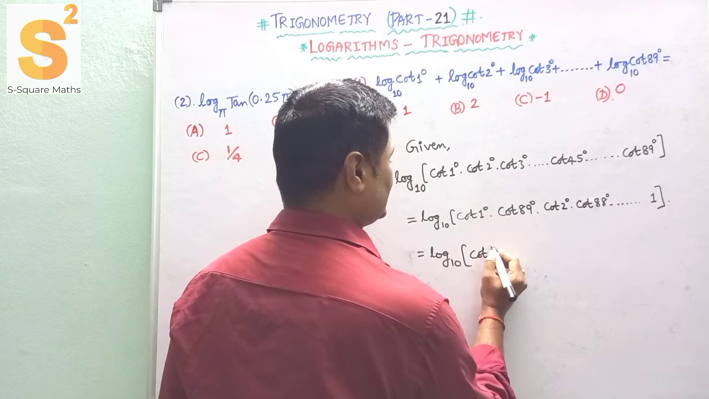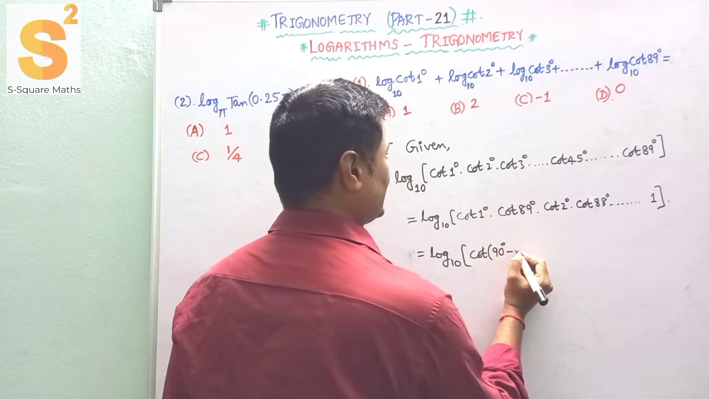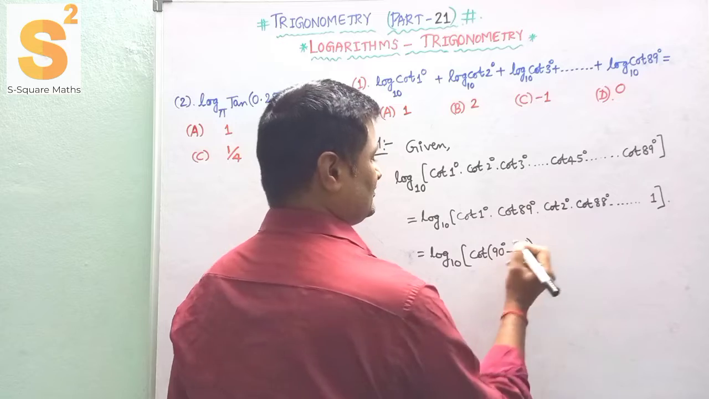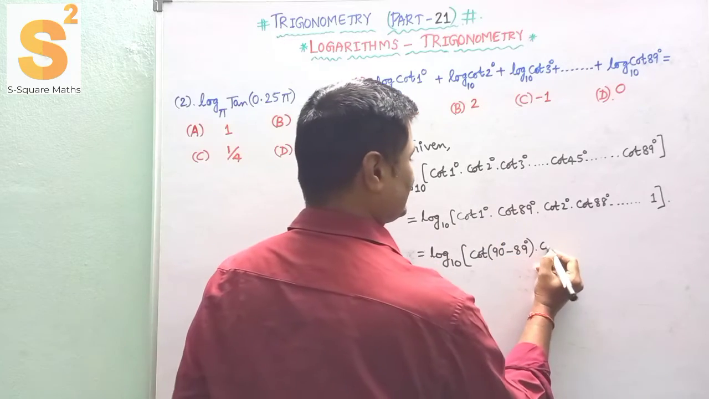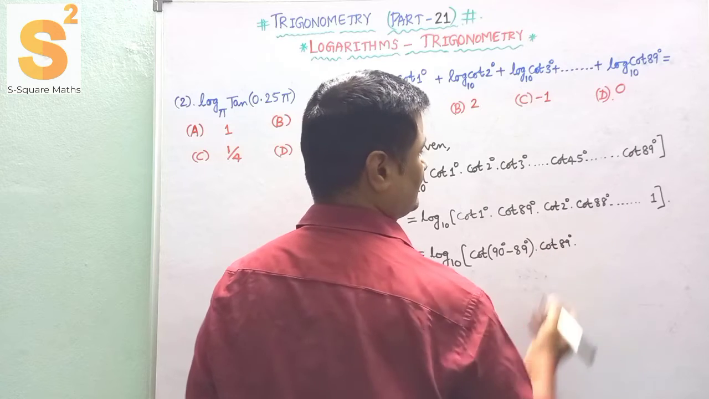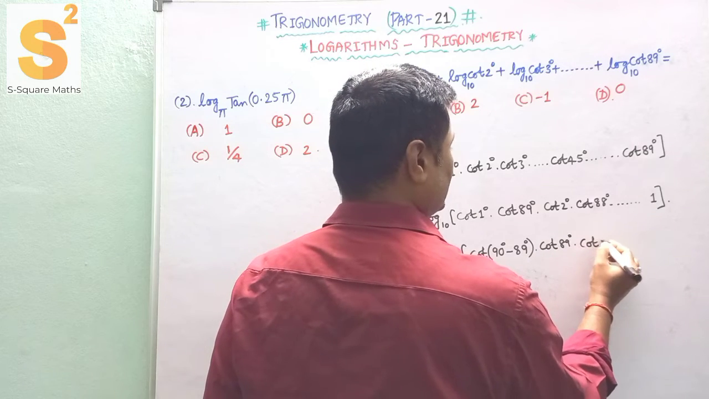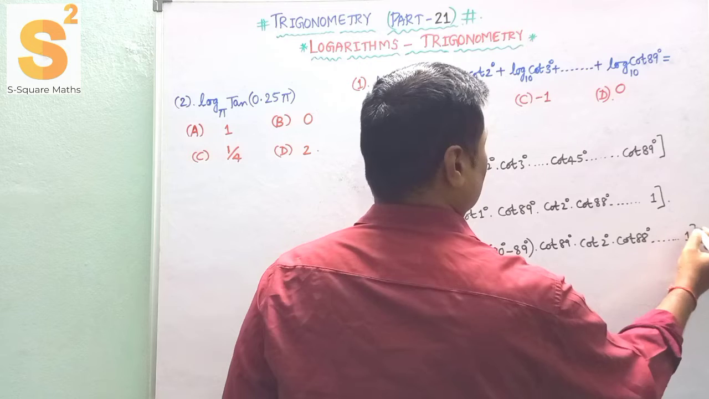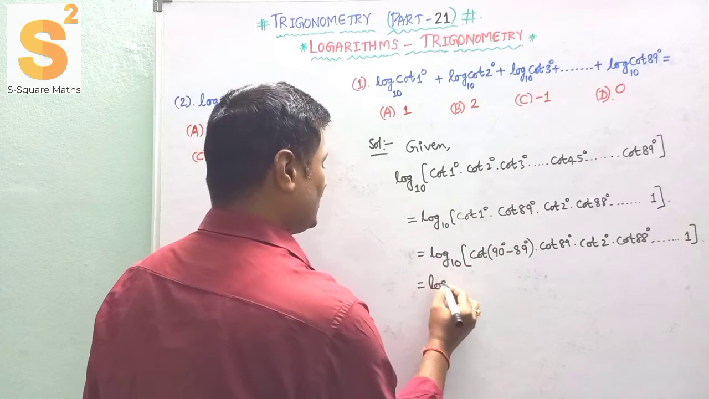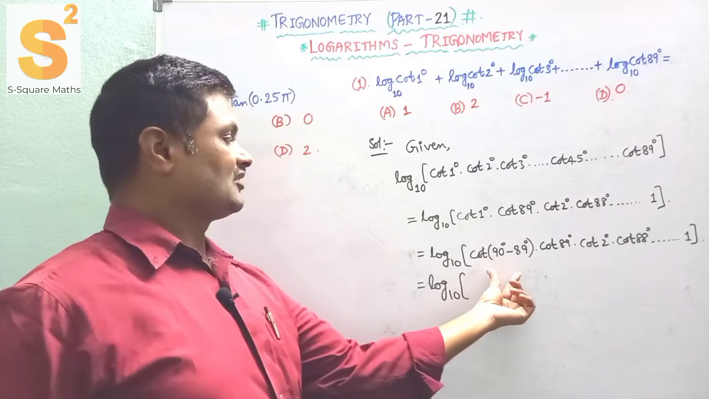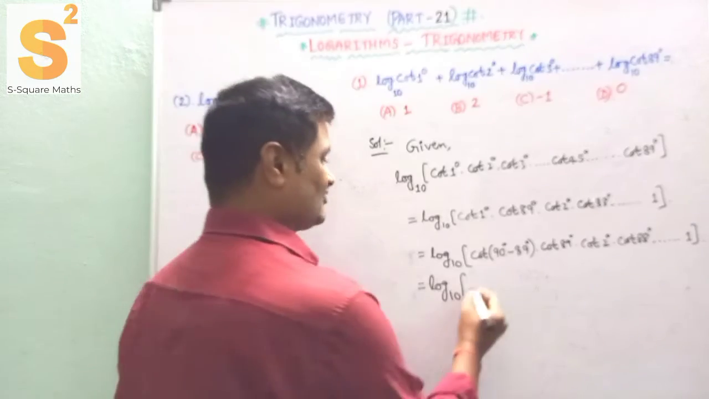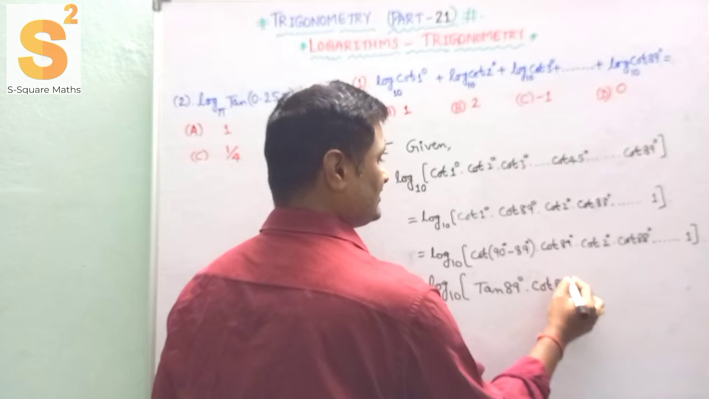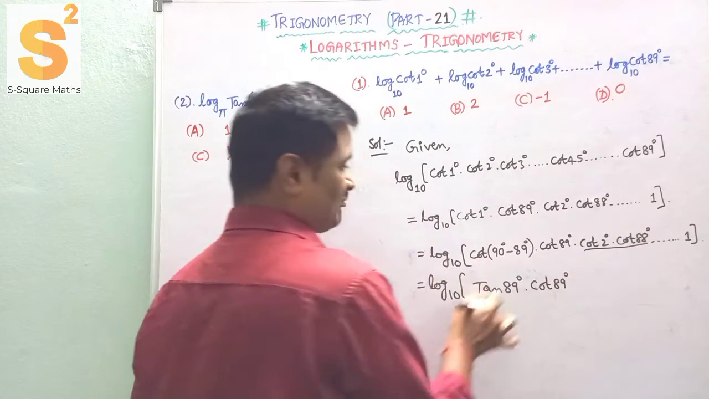So I can write here cot 90 degrees minus 89 degrees, here 90 minus 89 gives you 1, into cot 89 degrees. Again cot 2 degrees into cot 88 degrees, and finally into 1. So this is nothing but log to the base 10 here. Cot of 90 minus theta is nothing but tan theta. So tan 89 degrees into cot 89 degrees.